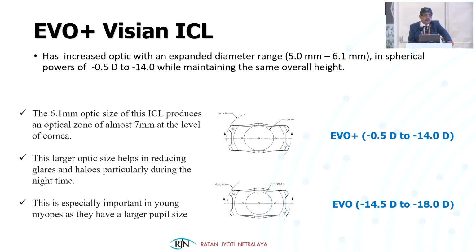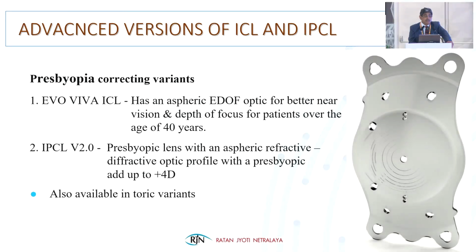This new generation ICL, which I said is the gold standard, has a central optic zone of 5 to 6.5 millimeter. In the range of 0.5 to minus 14 diopters, the central zone is 6.1 millimeter, and above that it is a 5 millimeter optic zone. This large optic helps in reducing glare and halos, particularly during night time, and this is especially important in young males who do night driving.